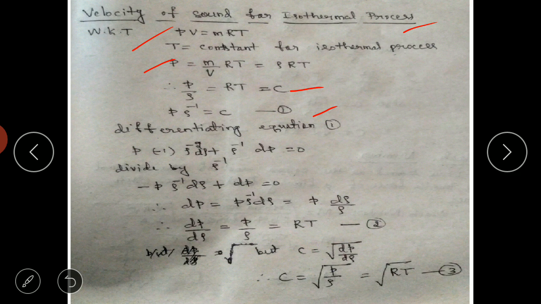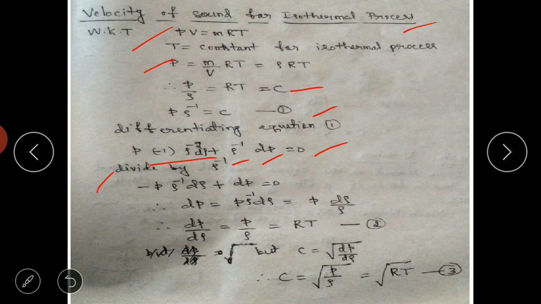Then differentiating, we get this equation, P into rho raised to minus 1. Rho raised to minus 1 is like x raised to n, so the differentiation will be n into x raised to n minus 1 into dx. So we have minus 1 into rho raised to minus 2 into d rho. As there is a negative sign, it becomes rho raised to minus 2. Then rho raised to minus 1 dP, since P becomes dP.